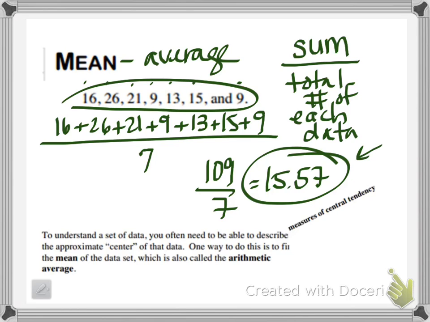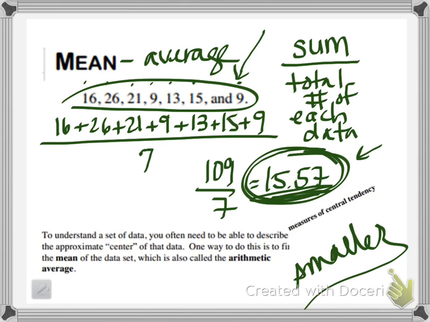If we were to look at this in the real world and say, okay, this is how tall dogs are in inches from the ground to the top of their backs. We have 16 inches, 26 inches, 21 inches, 9 inches, 13 inches, 15 inches, and another 9 inches. So on average, if we were to add up all of those different dogs' heights, we would say that they were an average of 15.75 inches, which is a little bit more than a foot off the ground. So we could say that on average, we're looking at a smaller breed of dog.